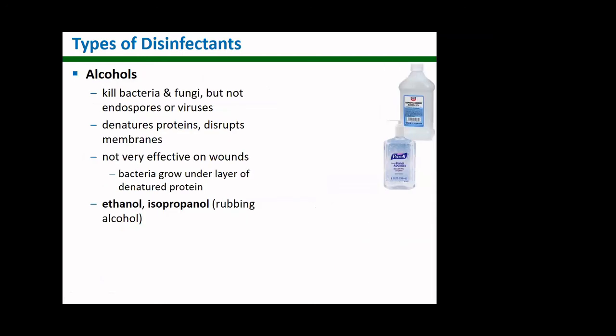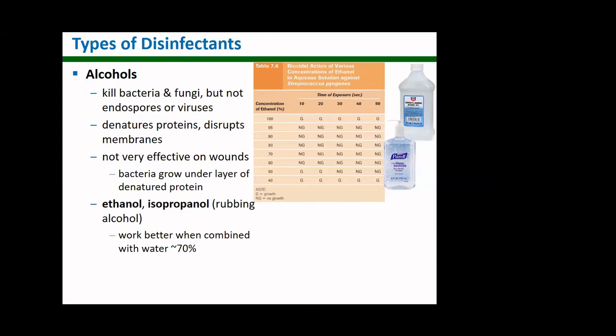Alcohols are really great at denaturing proteins and disrupting plasma membranes. They're not very effective on wounds, but they are effective on the surface of skin. That's why we prep skin with an alcohol wipe. Same thing with ethanol. Ethanol we use at 70% concentration in a lot of research labs to disinfect things.